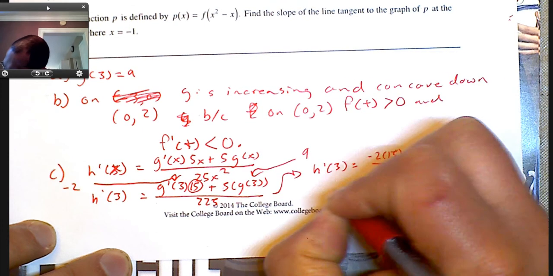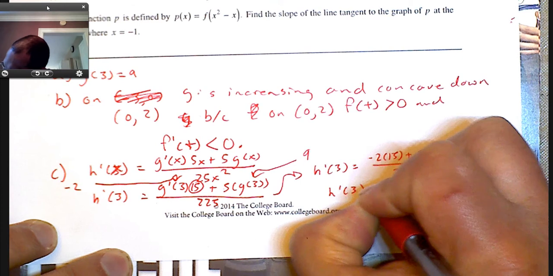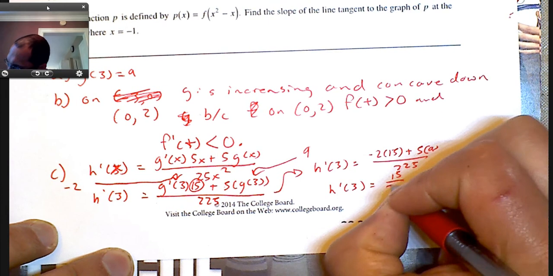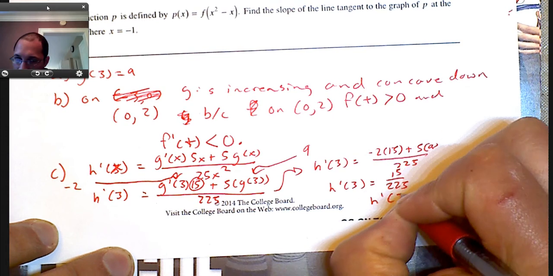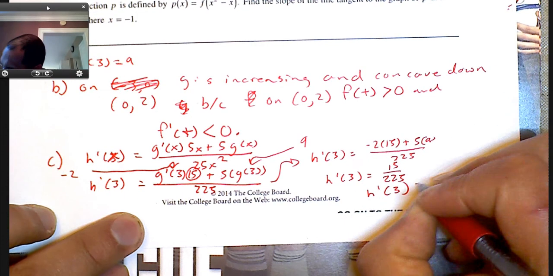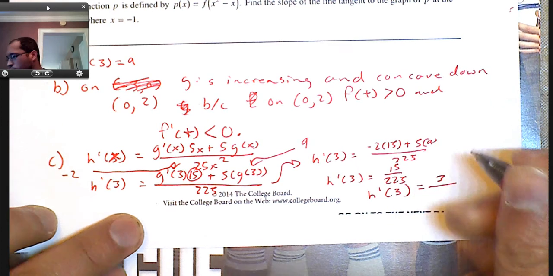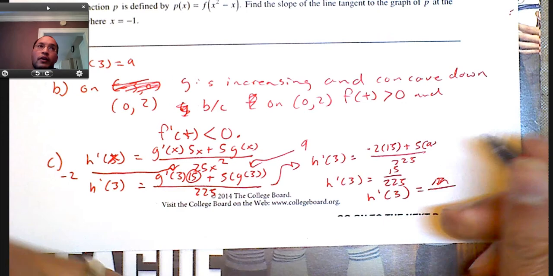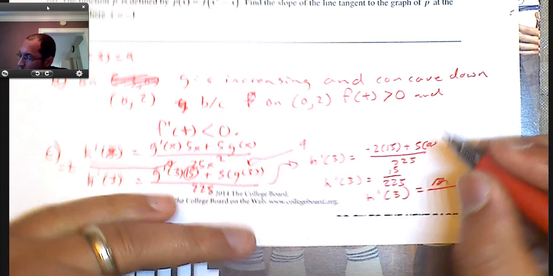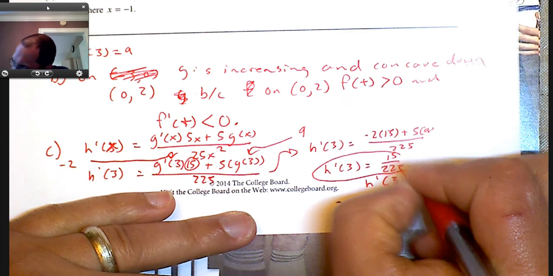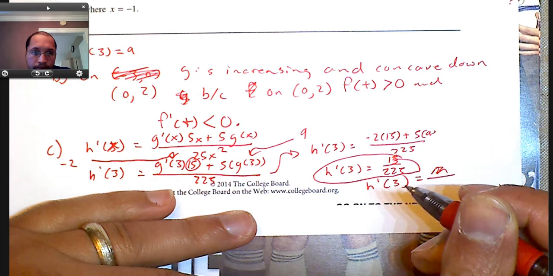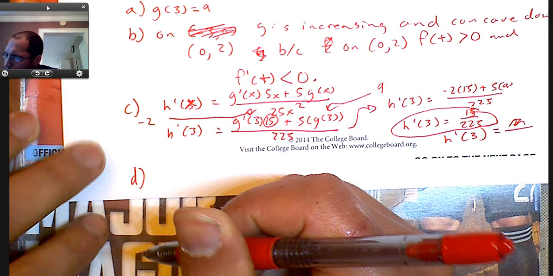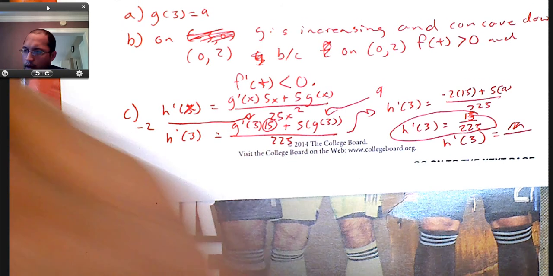So h prime of 3 equals -30 plus 45, which is 15 over 225. You can leave it like that, but I'm a Nazi, so I'll simplify. So that's 3 over, dang it, oh wait, that simplifies completely. 225 divided by 15. You know what, I'm just going to leave it. 15 over 225 is good to go. Okay, so D, function P is defined by P of x equals, alright, we're going to put this on hold.